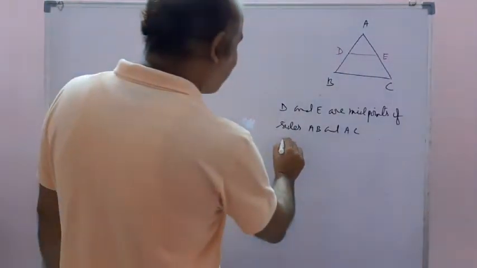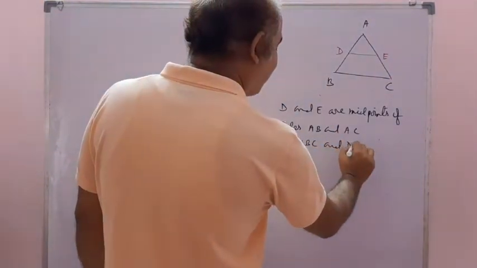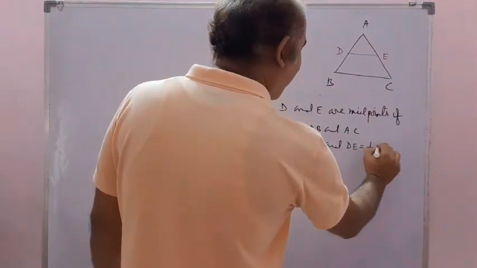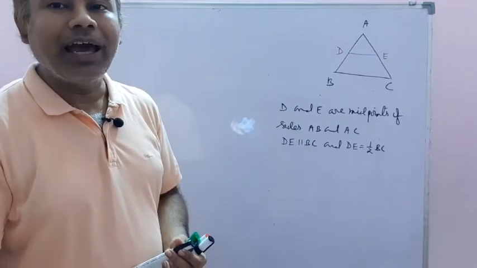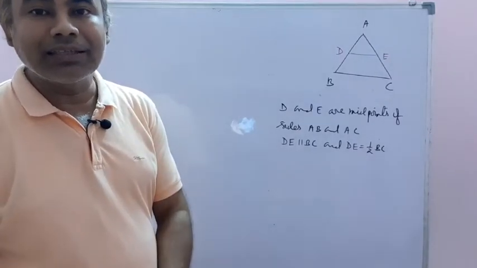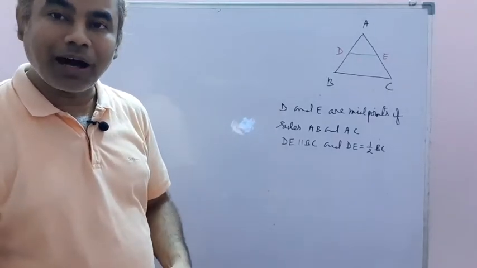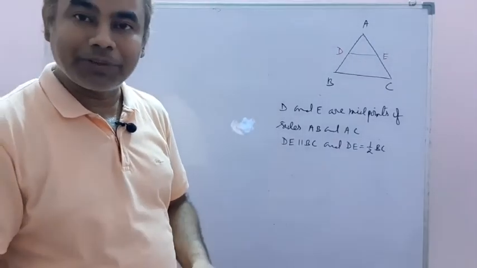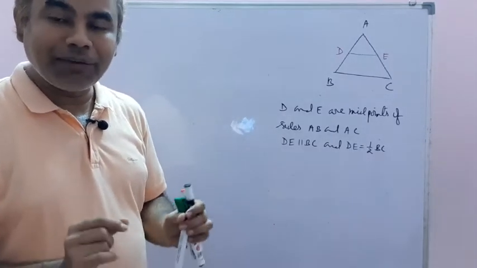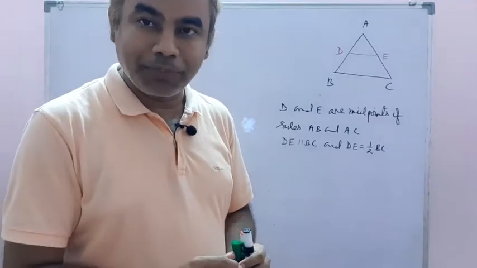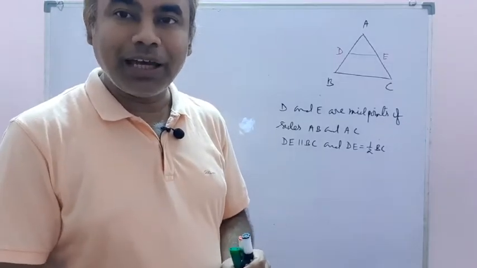So this says that DE is parallel to BC and the length of DE is equal to half of the length of BC. The length of the line segment DE is equal to half of the length of the side BC. This is the midpoint theorem. Now using the midpoint theorem, we can solve some problems. Let us discuss some problems which can be solved by using the midpoint theorem.